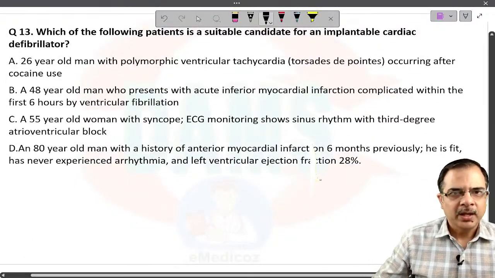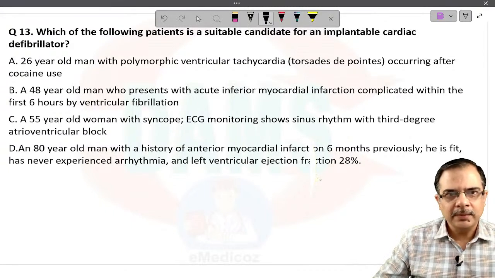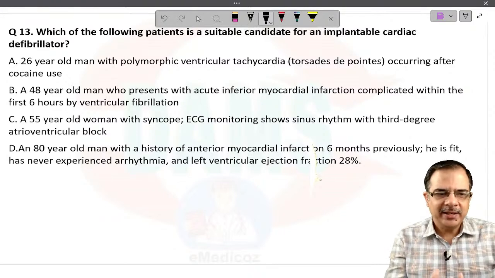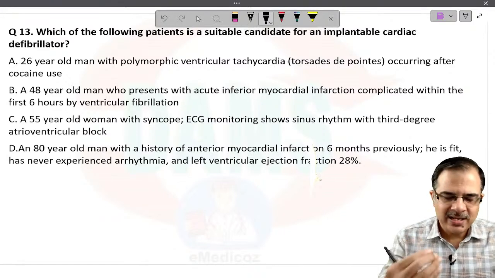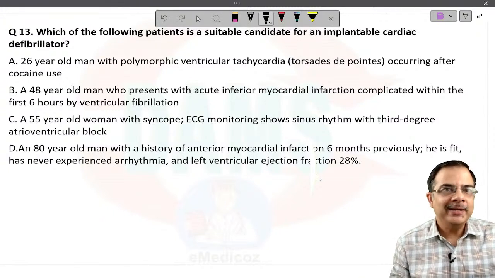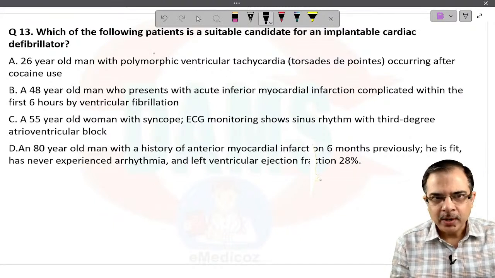Question number 13: which of the following patients is a suitable candidate for an implantable cardioverter defibrillator? The ICD device detects the arrhythmia and then delivers a DC shock to prevent death. So what are the indications? Look at the A option.